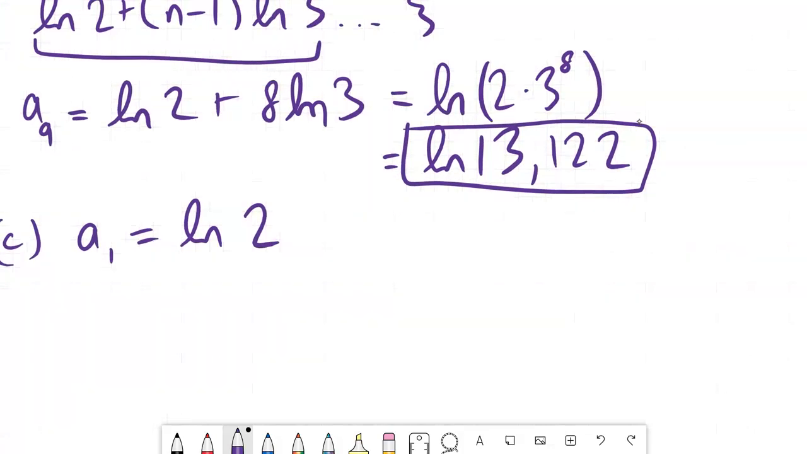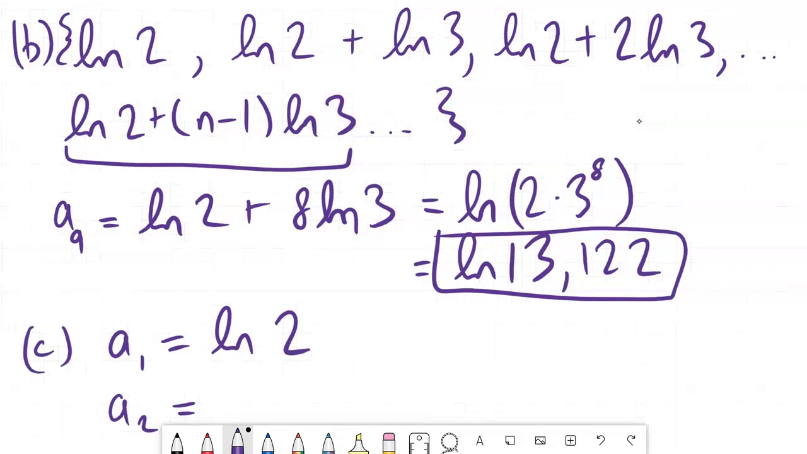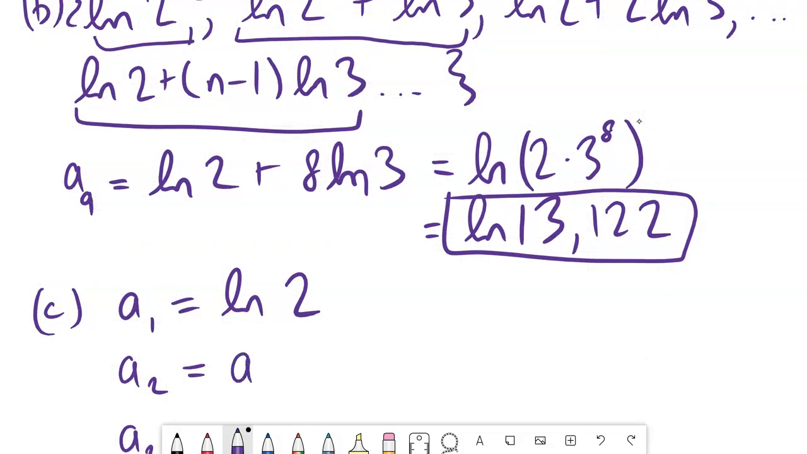So how do we get from A1 to A2 to A3? Let's think about that. Looking at our previous answer, B, we see right here, we had to take our previous term, right? These two terms match. We had to take our previous term, so I would say n minus 1, and add natural log of 3.